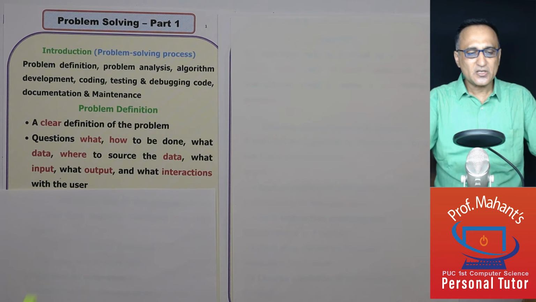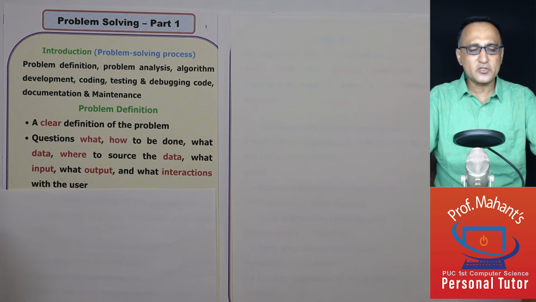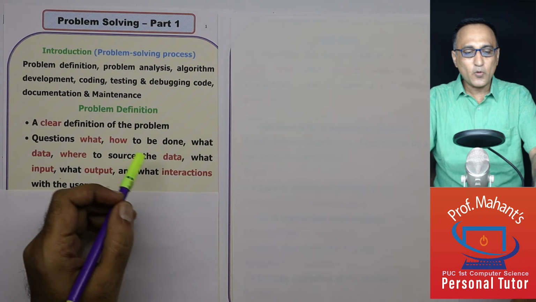Now the question is, what is to be done? How is it to be done? What is to be done? I need to find the area of a triangle. How can I find it?